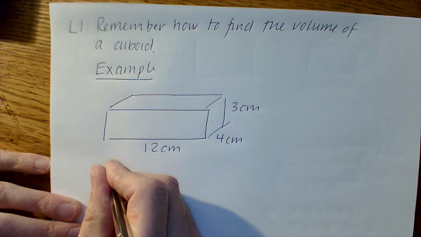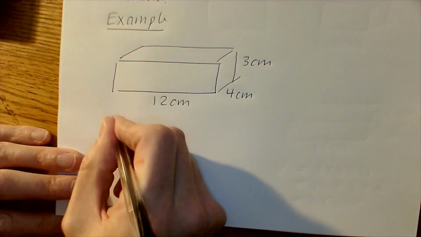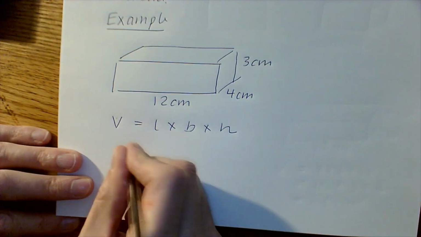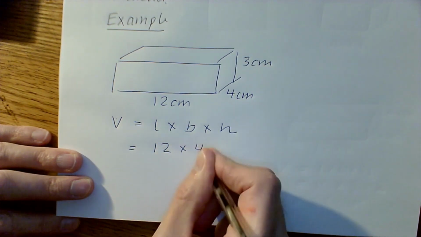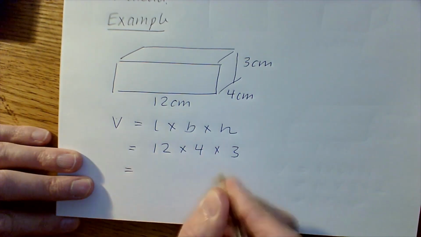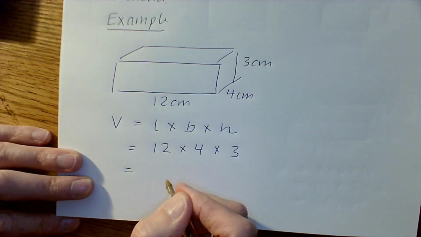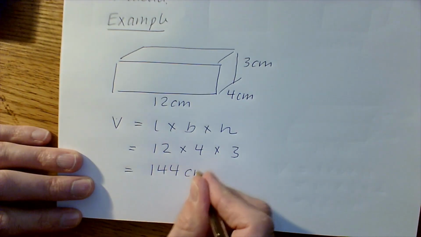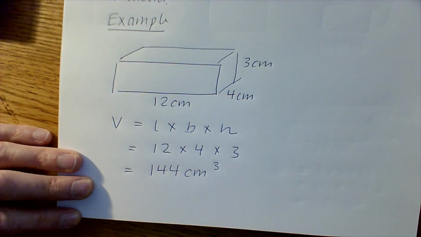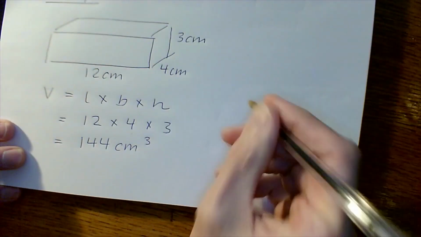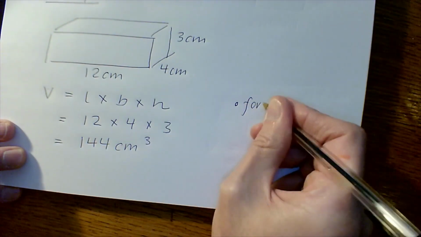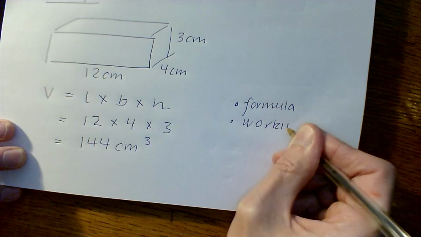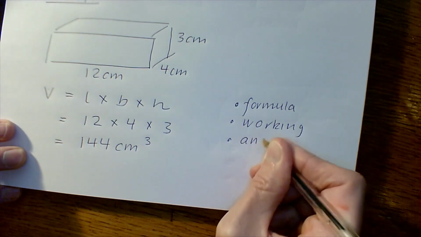So remember, the volume of that cuboid is going to be, show that you remember the formula, because we're going to learn a lot more formulae for different kinds of shapes, 12 times 4 times 3, which is going to be 48, times 3 is going to be 120 plus 24, 144, and make sure we get the cubed in. So remember, our success criteria for doing this are formula, working, and answer with units.